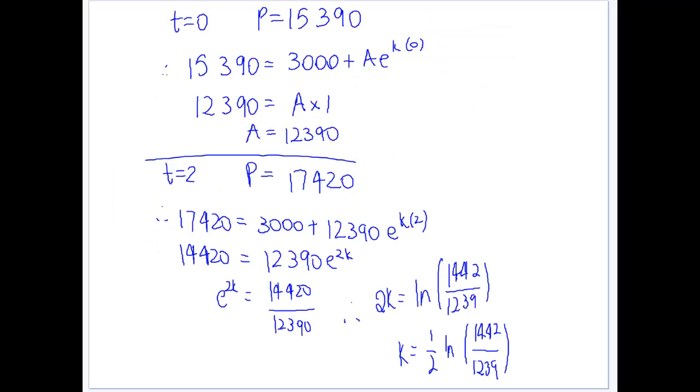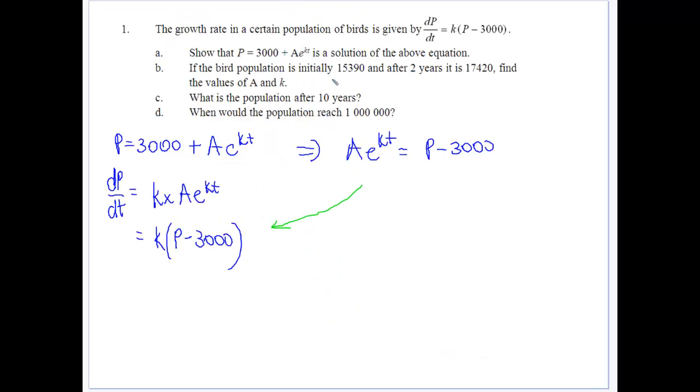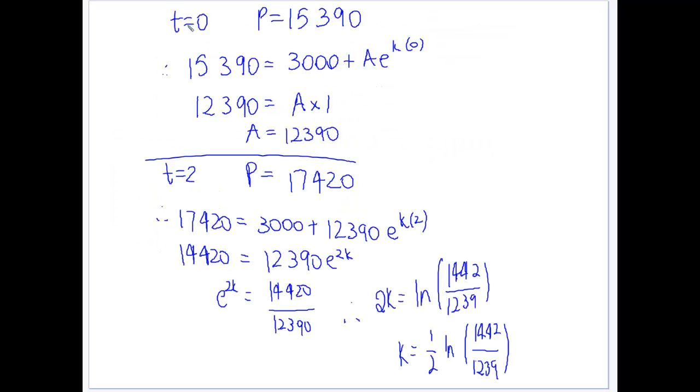In the next part, we want to show that if the bird population is initially 15,390 and after 2 years it's 17,420, find the values of a and k. Well, that's always going to be our trick, is to get a and k like we did in the 2-unit. So t is equal to 0. There's our population. So we're able to get a would be 12,390 because we subbed in the 0, and that starts to make it easy to get a. And t is equal to 2, p would be equal to 17,420. So we do that substitution.